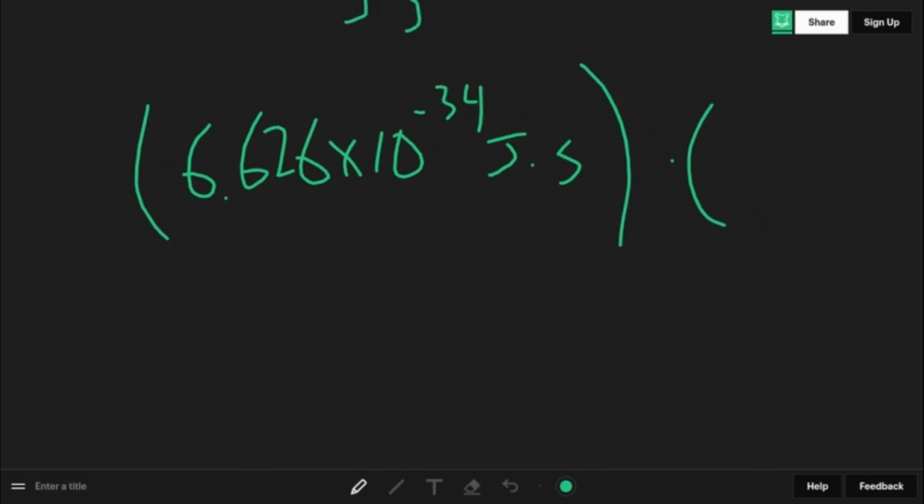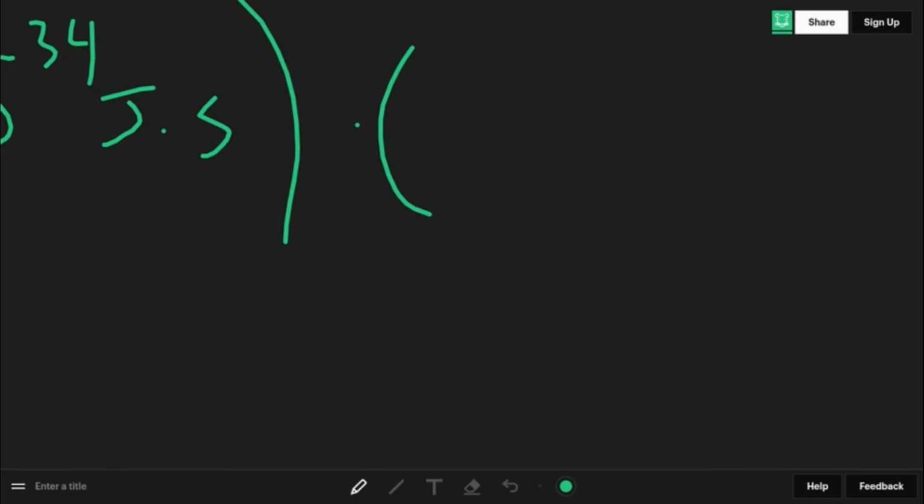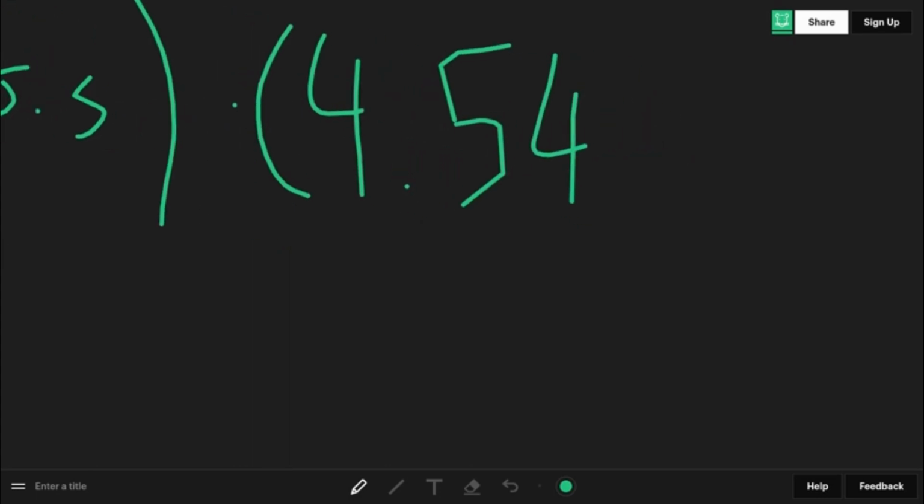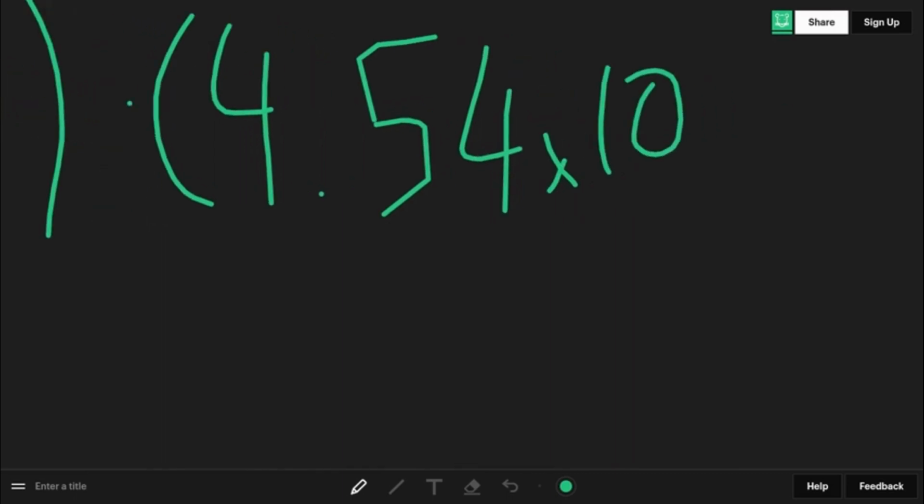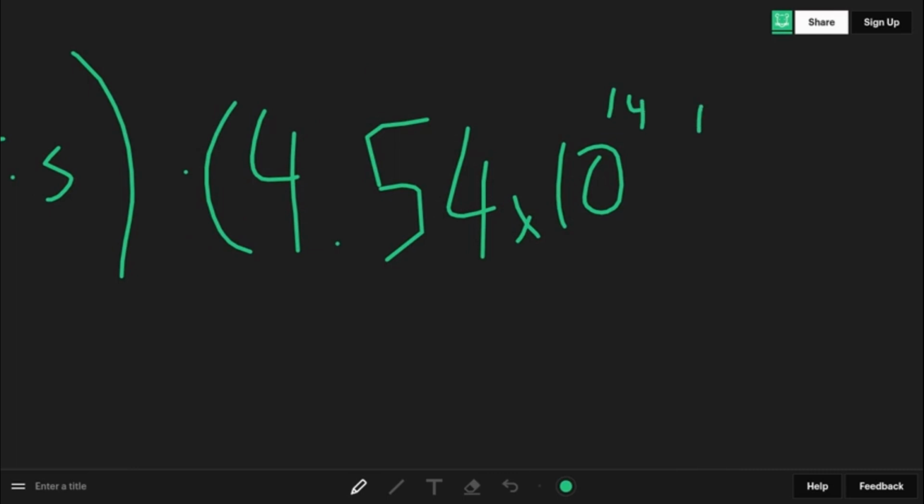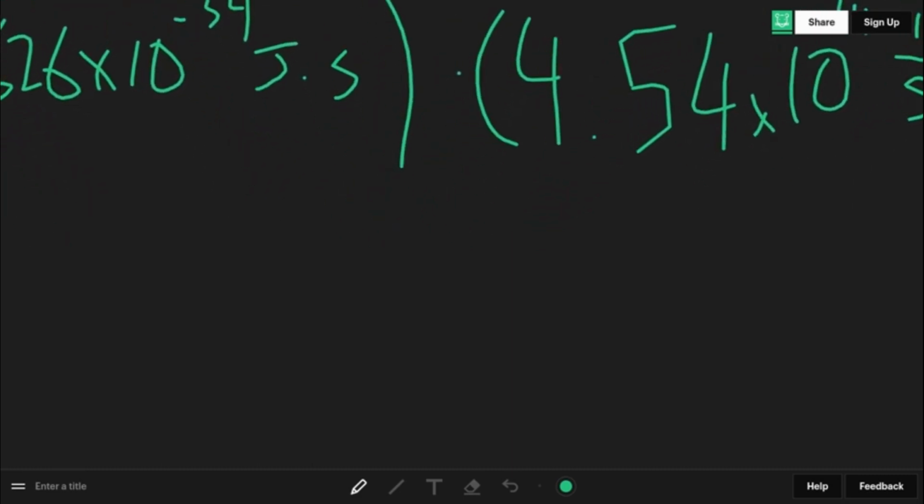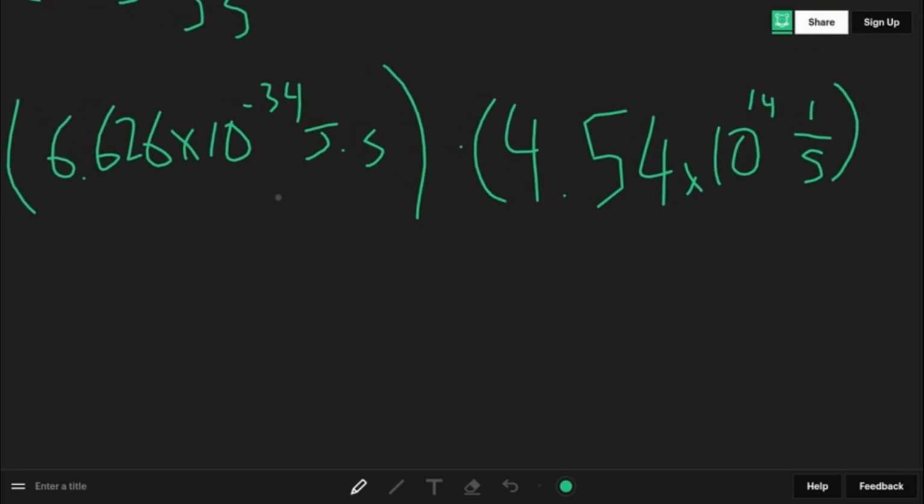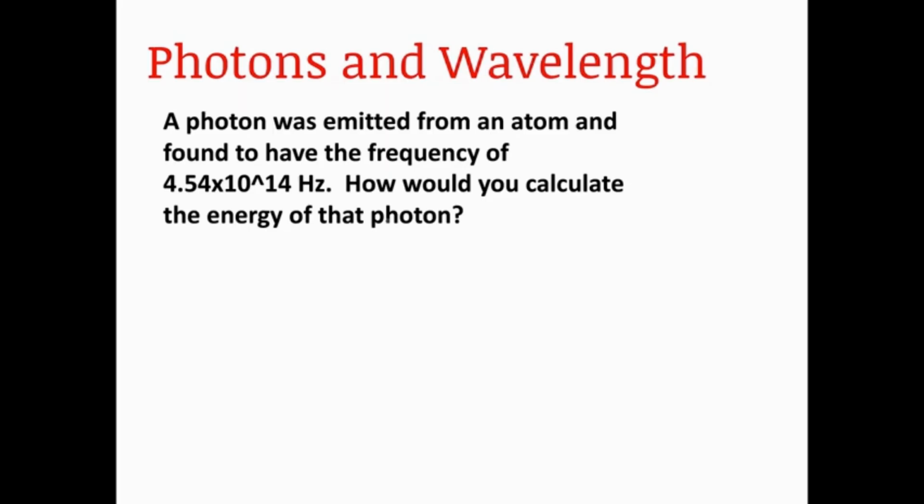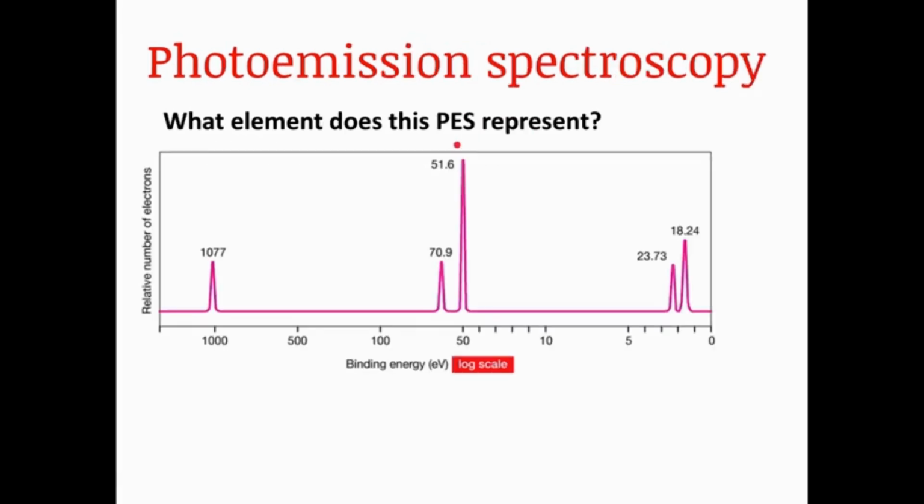That times 4.54, since this is the frequency, times 10 to the 14th, and this is in 1 over seconds. So this is how we would calculate it right here, but we don't actually have to calculate. It just asks how.